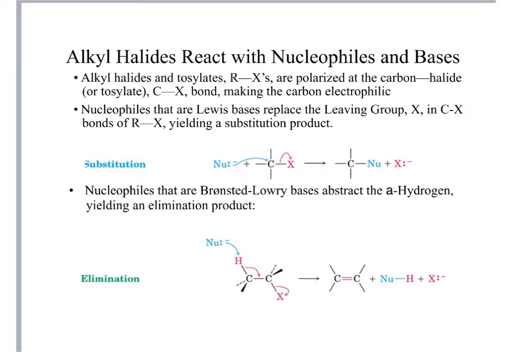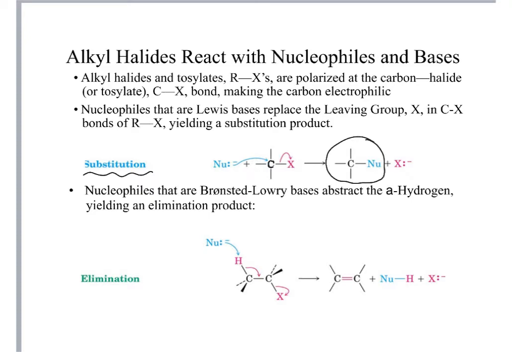There are two types of chemical reactions that we'll cover in this chapter. First, we'll focus on the nature of substitution. In substitution, a nucleophile, which is also a Lewis base, will attack the carbon atom attached to the leaving group. The leaving group will be expelled, giving us substitution product.